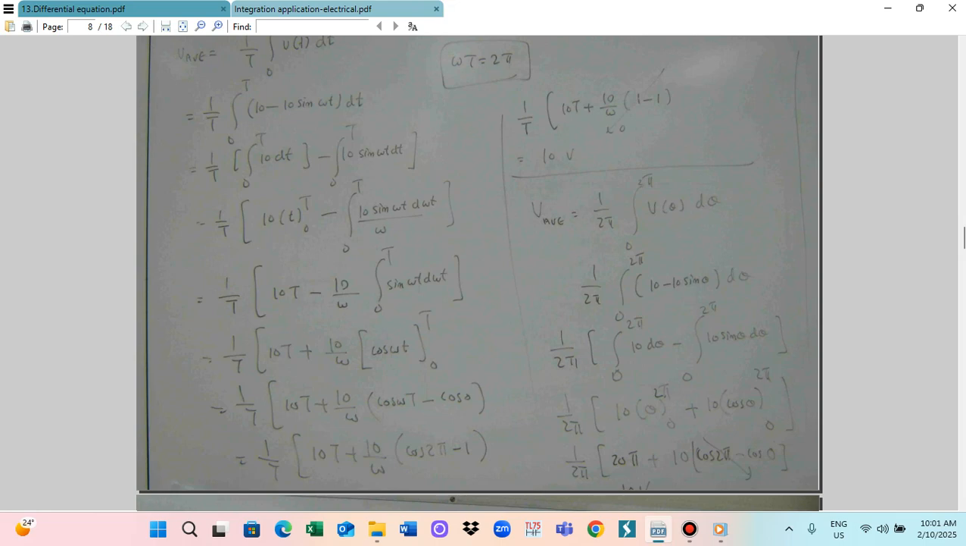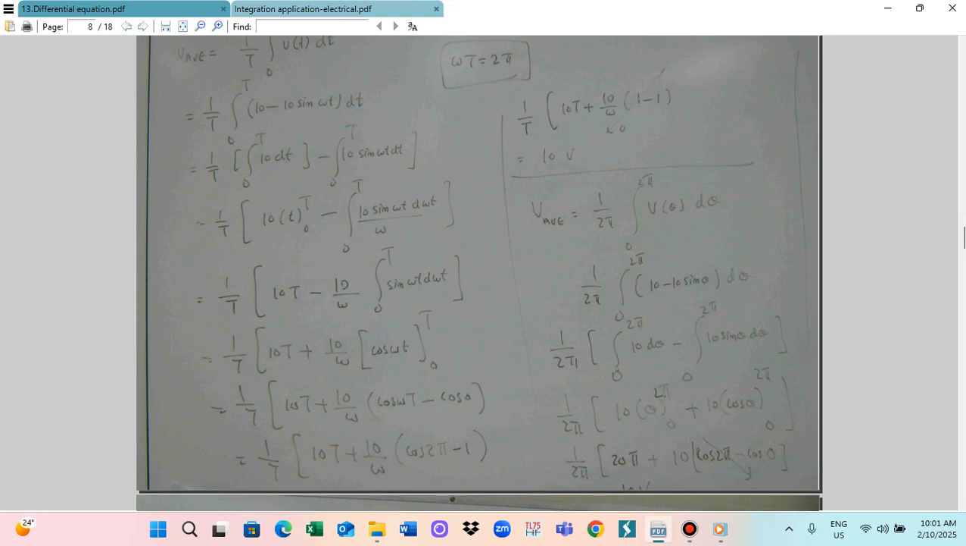And the second method you can also calculate. The second method is you have to use the formula: V average is equal to 1 by 2 pi integration 0 to 2 pi V of theta d theta. So that equation we also substitute. In this case, theta is equal to omega t. Now we substitute the equation: V of t is equal to 10 minus 10 sine omega t. Instead of omega t, you substitute the theta.